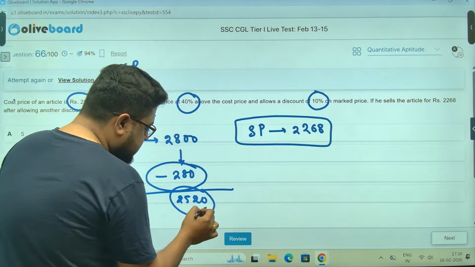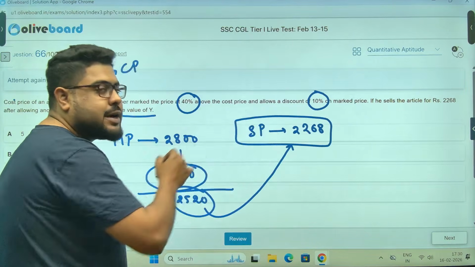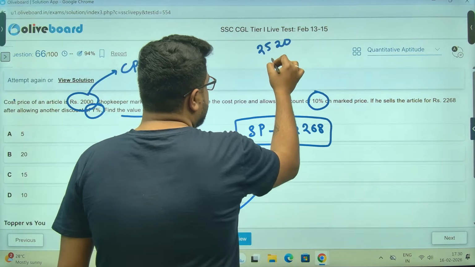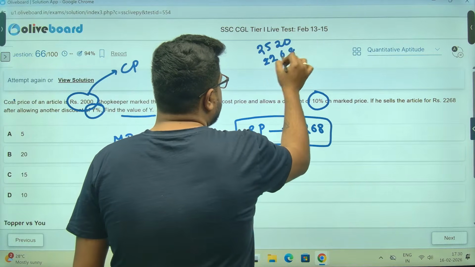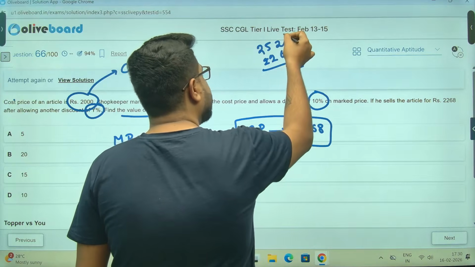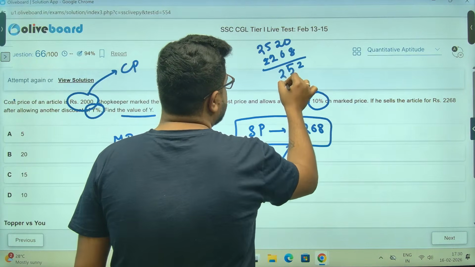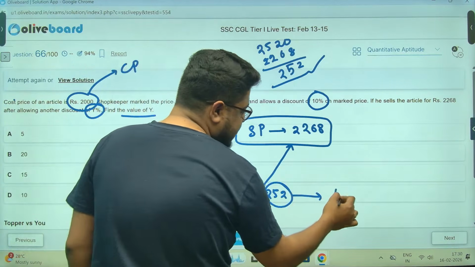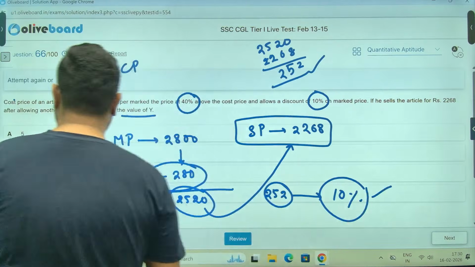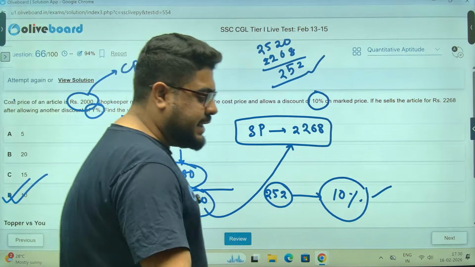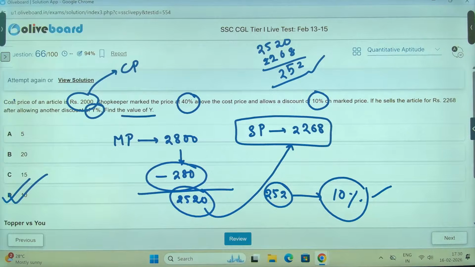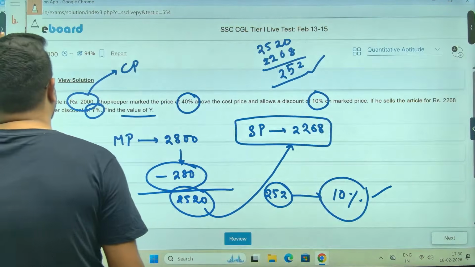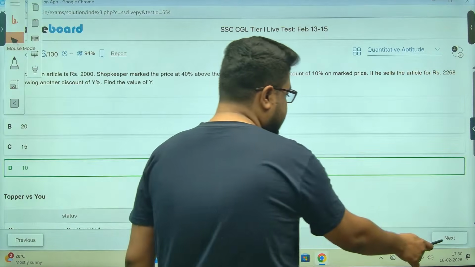They're asking for that other discount value. So 2520, and the other discount is how much in terms of money? Just subtract 2268 from 2520. So this is 2, this is 7, 5, this is 3, this is 2, sir. 252 rupees discount. Meaning any student will say this is 10%, sir. 252 is 10% of 2520. Option D is your correct answer. You do not need any major calculations for this. Done. Moving on, sir.